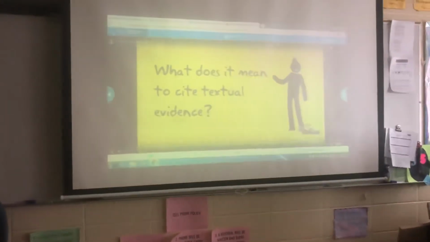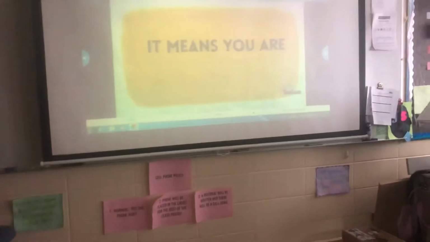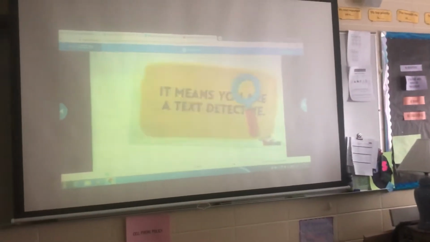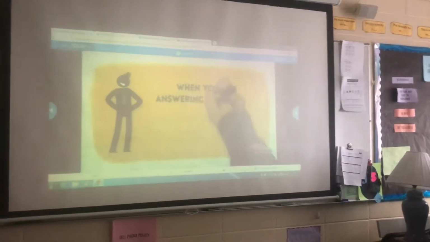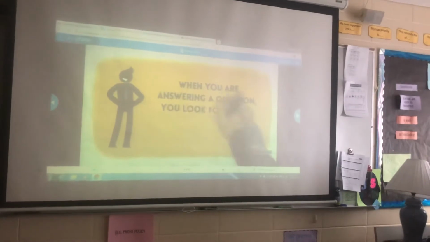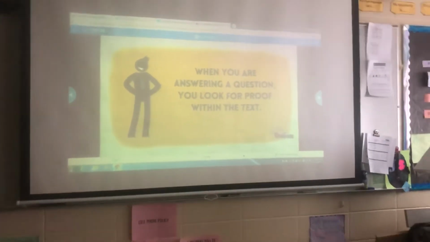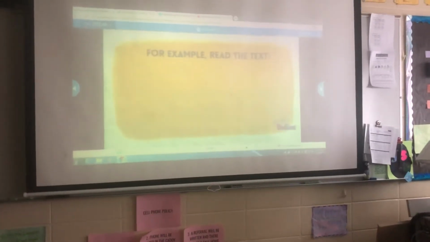What does it mean to cite textual evidence? It means you are a text detective. You are detecting some information. And when you are answering a question, you look for proof within the text. Proofs within the text, that's what we're looking for.